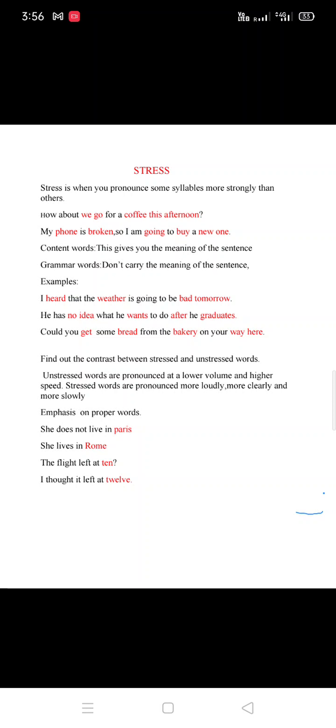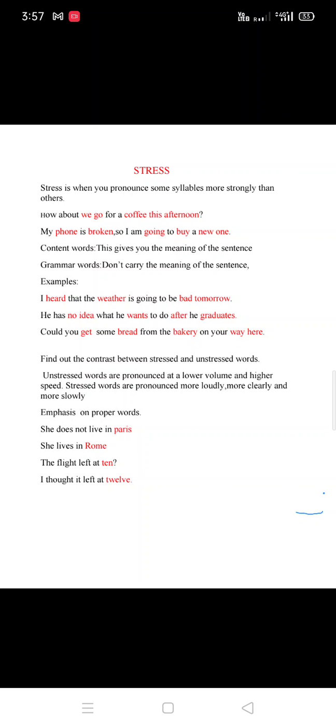Putting stress is very easy. What you have to do is practice. If you want to achieve the accuracy of native speakers of English, then obviously you have to practice. And what is the outcome if you learn stress and intonation? You will be able to pronounce correctly, and if you are able to pronounce correctly, then you can create a good impression.